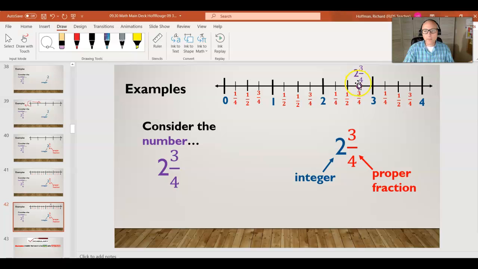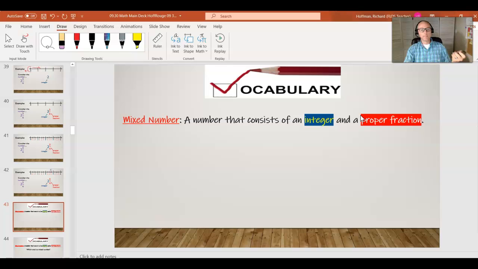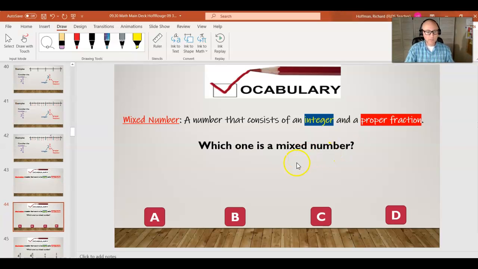So for example, 2 and 3/4 falls right there. That is not just any old number. It's not just any old fraction. Put it together, it's a mixed number. So a mixed number consists of an integer and a proper fraction. Which is a mixed number? Ready? I'm going to pause the video when you pull them up, and then we'll see how you did. Ready, go.